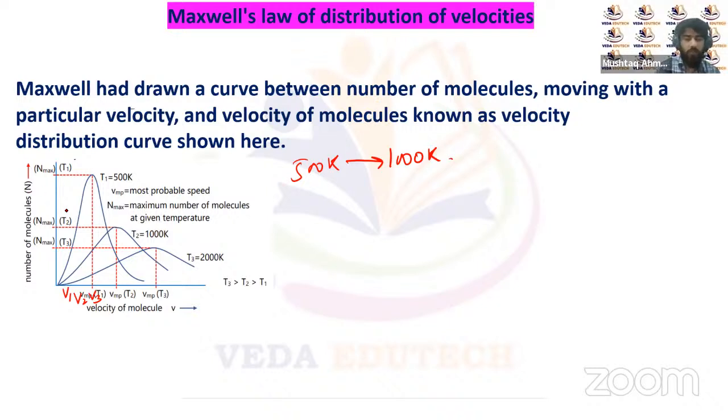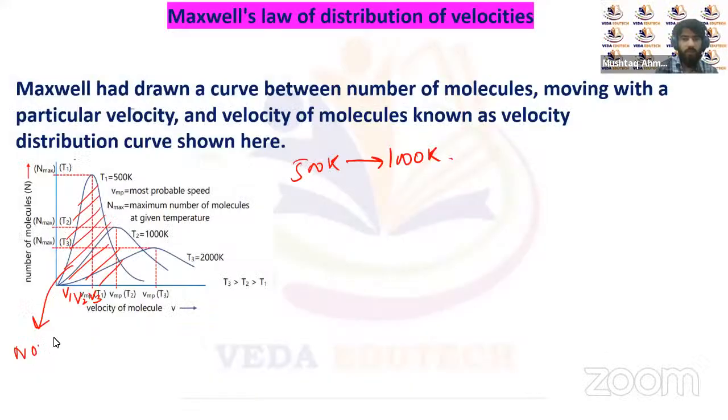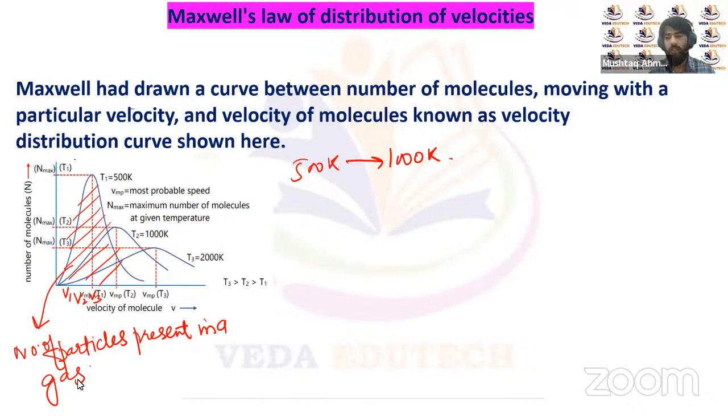The important conclusion is that the area under this curve gives us the number of particles present in a gas.